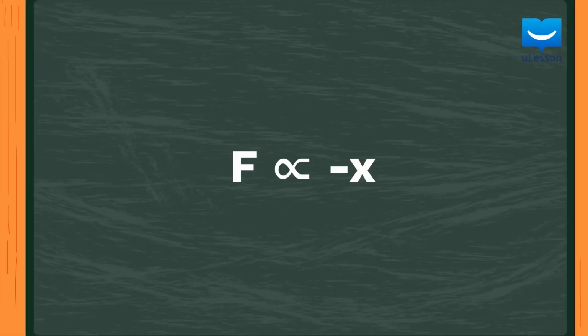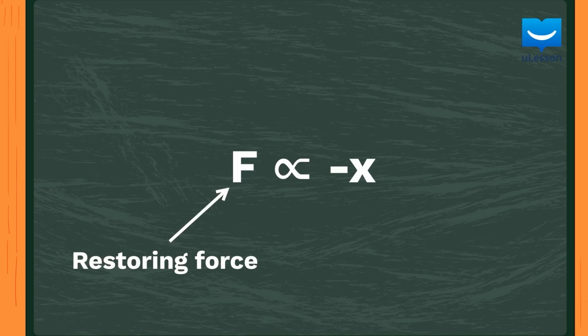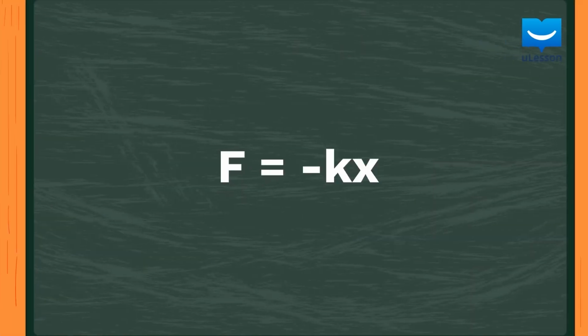Mathematically, we can express this as F is directly proportional to minus x. The minus tells us that the force is always acting in the opposite direction of the displacement. Remember, we called it a restoring force. Introducing the constant of proportionality, we have that F is equal to minus kx.